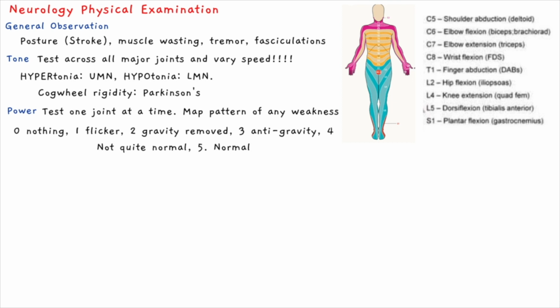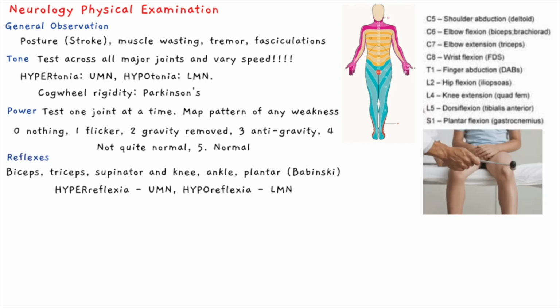Grading power is also important. So 0 is the muscles can't move at all. 1 is that it kind of moves, a bit of a flicker. 2 is that it can move side to side, or technically when gravity is removed. 3 is that you can lift it, so move against gravity. 4, you can move against gravity and against some resistance, but not quite normal. And 5 is normal, they can oppose your strength.